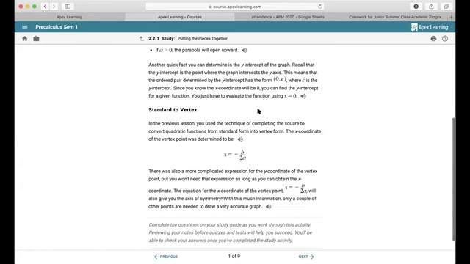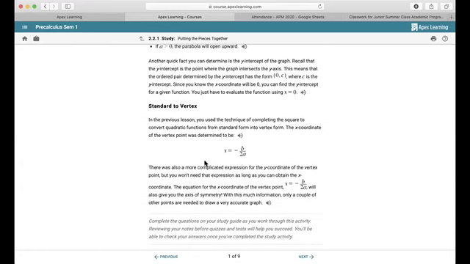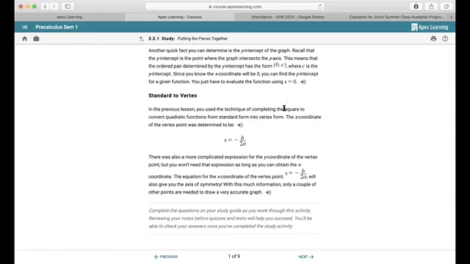Going from standard to vertex, in the previous lesson you learned the technique of completing the squares. Also, if you have standard form, here's a hint, potentially a shortcut. The x coordinate of the vertex point can also be determined as negative b over 2a. So what does that actually mean? Let me show you.